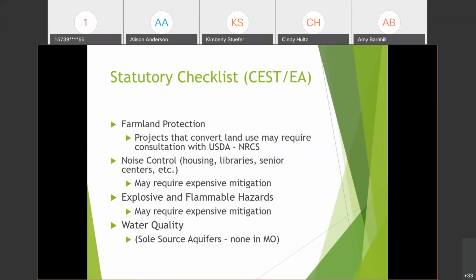Okay, water quality has, Missouri has no sole source aquifers, and so this is not applicable to our state. Next slide, please.